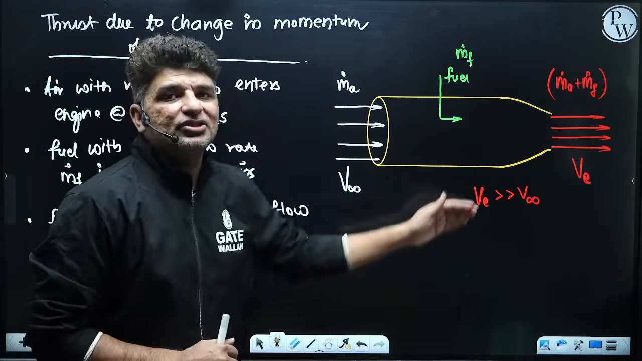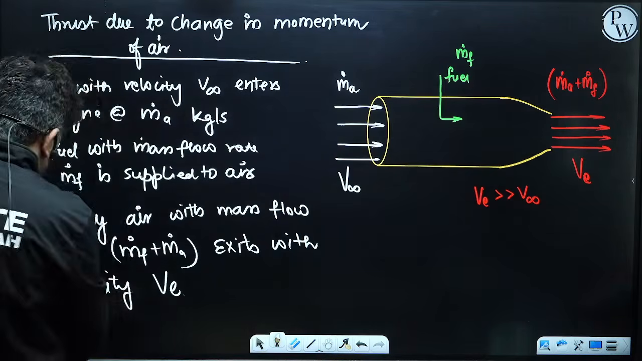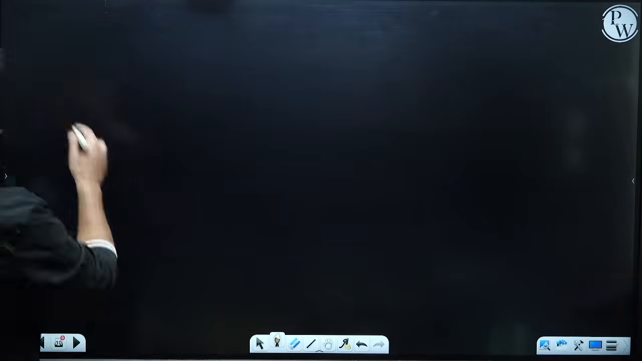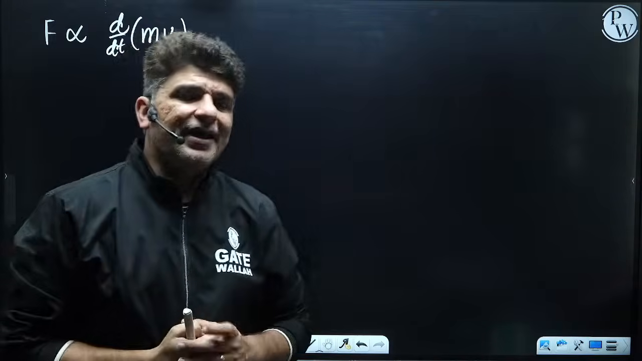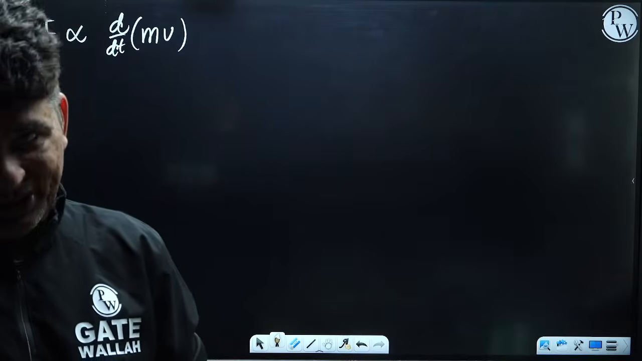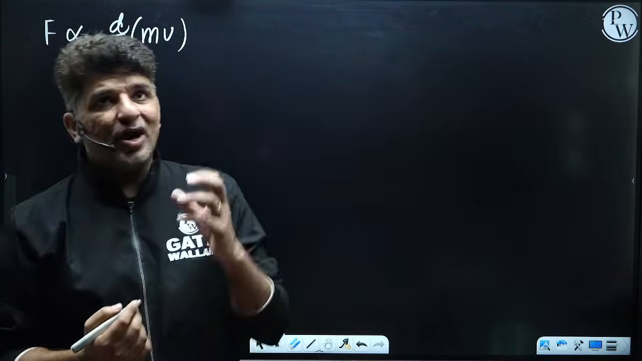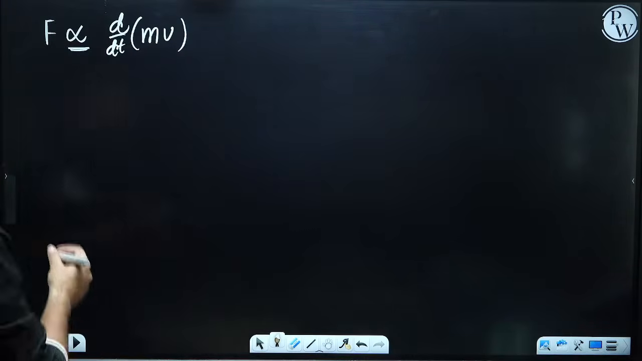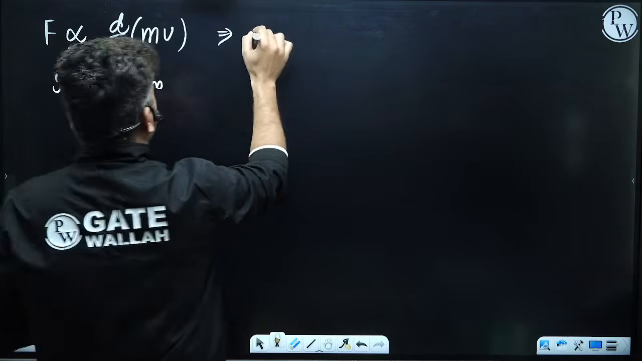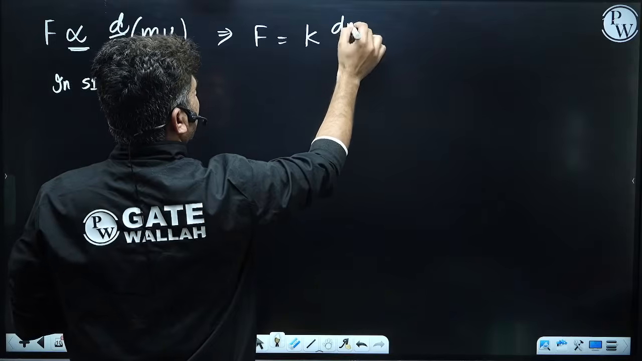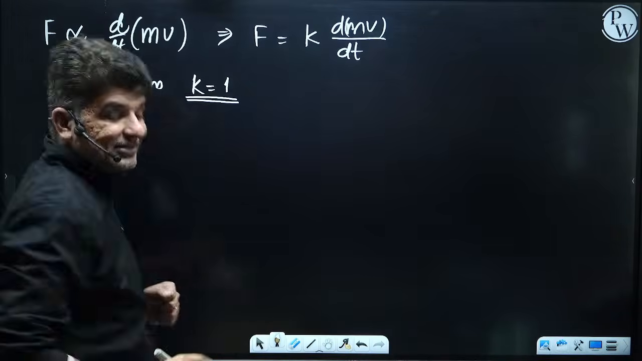Now we have to calculate how much the thrust is, how much force is exerted. To understand this, we are again going to write Newton's second law. Newton's second law says force is directly proportional to the rate of change of linear momentum of the body. So here we are going to see which linear momenta are getting changed. First let's discuss the proportionality constant. If we use SI units, the standard international unit, the proportionality constant can be written as force equals K into d(mv) by dt. The proportionality constant in SI system is 1. K is taken as 1. This is the standard that we have fixed.